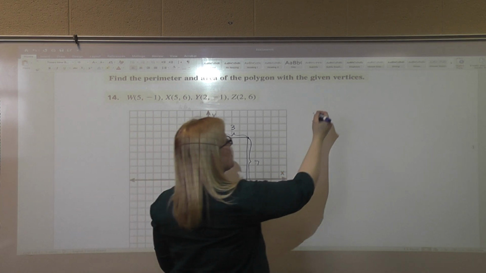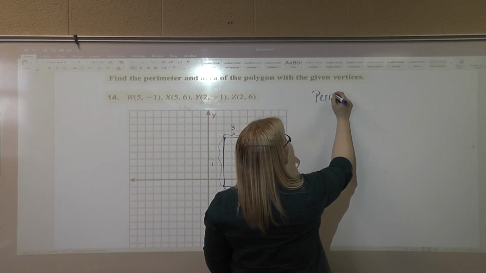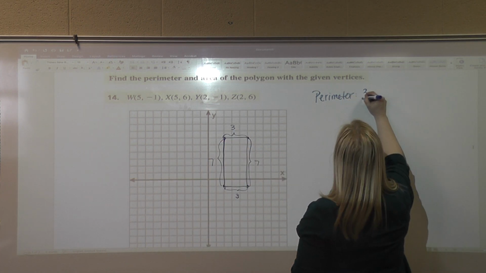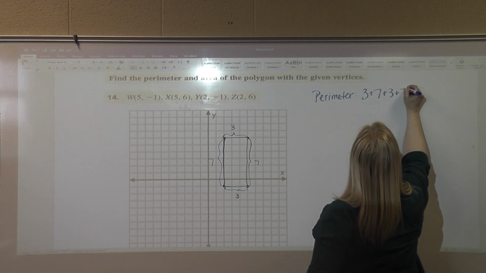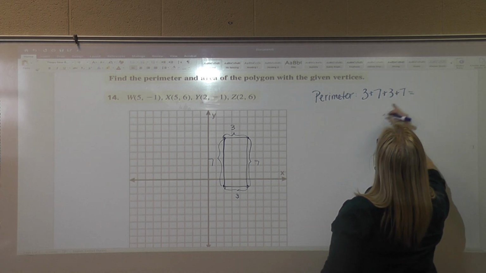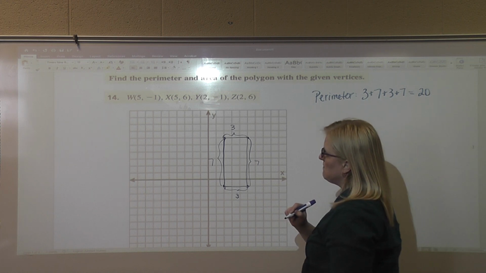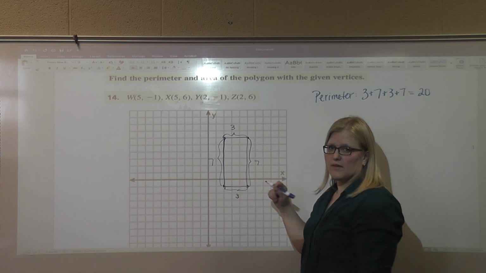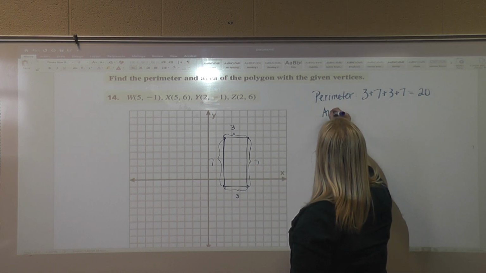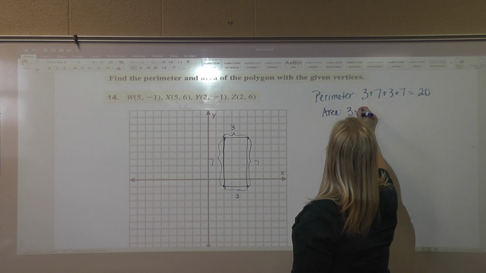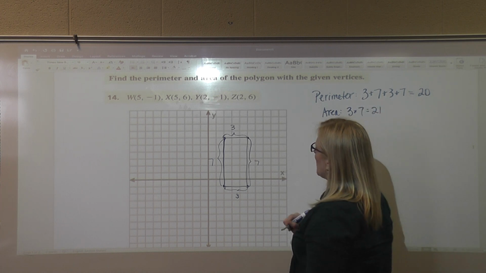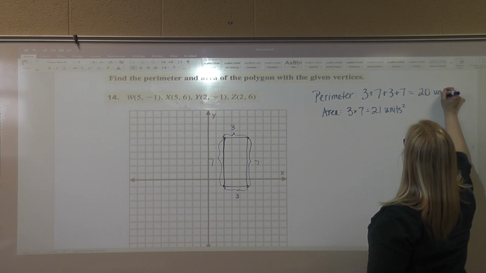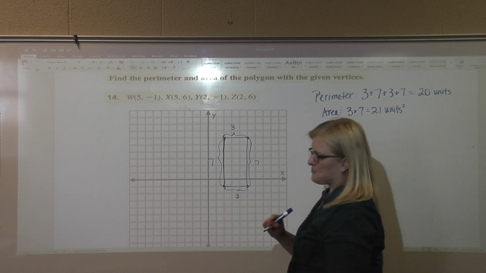Okay, so my perimeter is just walking these all around, right? 3 plus 7 plus 3 plus 7, that gives me 10 plus 10 is 20. So that's my perimeter. The area then, length times width, is 3 times 7, which is 21. And this would be units squared, and this would just be units.